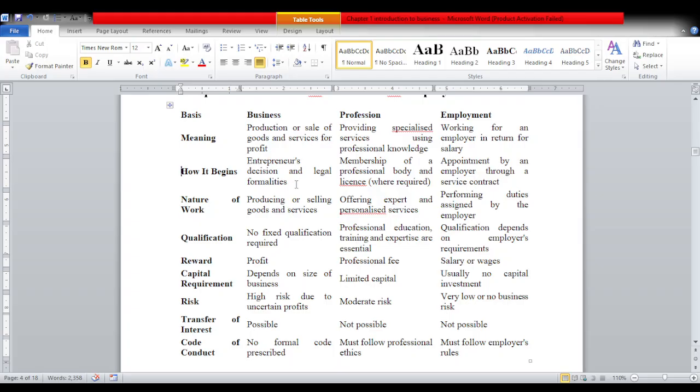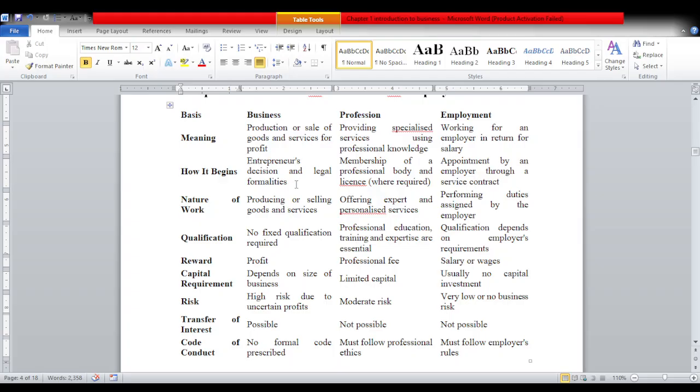Next, risk. There is high risk in a business due to the uncertain profit we have already discussed. Profession has a moderate risk. Definitely, it is less risky than business. They depend upon the service they provide to the client. If the client is satisfied, they will come to the particular professional, a CA, CS, doctor, or lawyer, and avail the services from them. They definitely earn their professional fees. So this is a moderate risk, you can say the average risk associated with professional services.